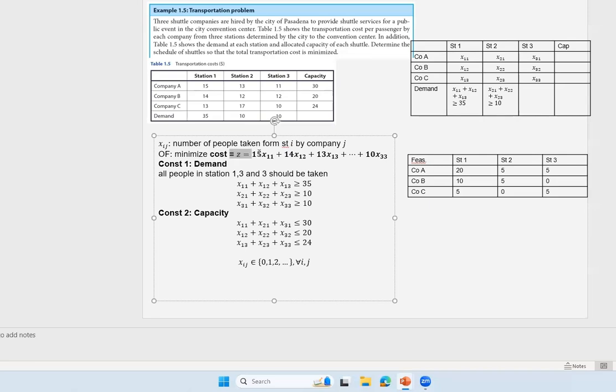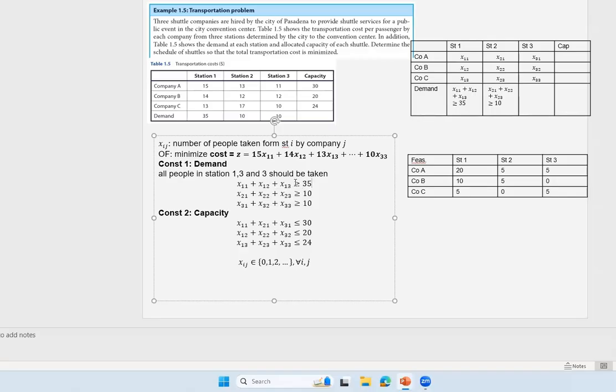The objective function was just to minimize 15 x11 plus 13 x12, and so on. Basically, multiply each cost by the number of people that company takes. These would be our variables. And then we had two sets of constraints. Demand constraints.